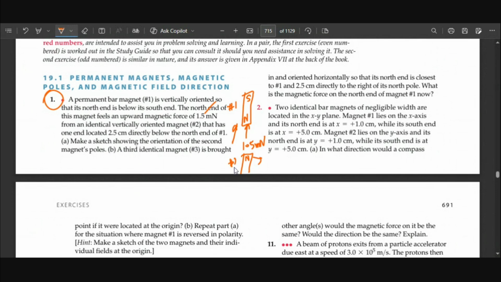So the question says the third one must be oriented horizontally so that the third one's north is closest to the first. So it must be like that, if I assume north is like that, 2.5 centimeters directly to the right of the north pole. So the distance between them should be 2.5 centimeters. What is the magnetic force on the north end of magnet 1 now? So what is the force on this end now?